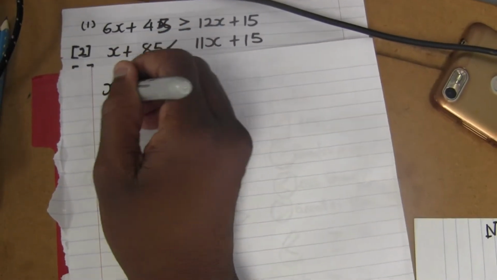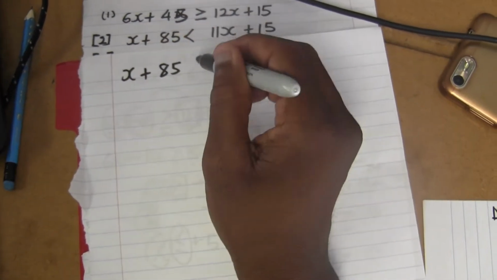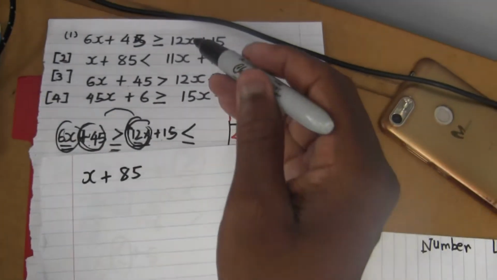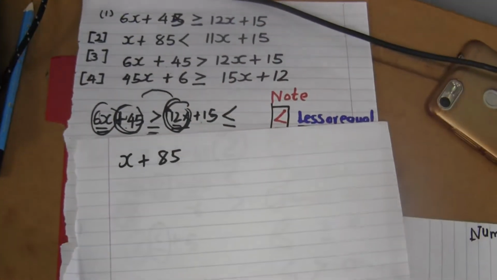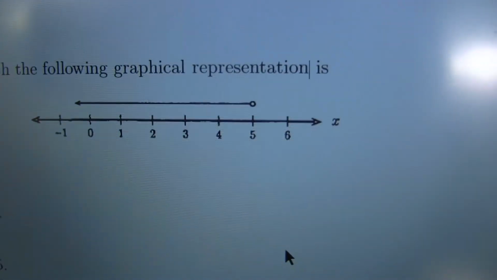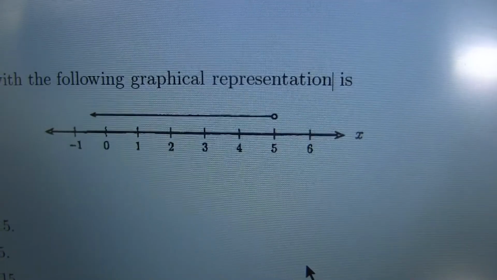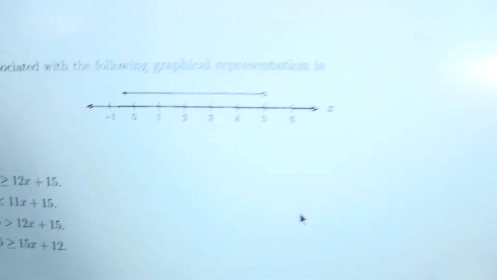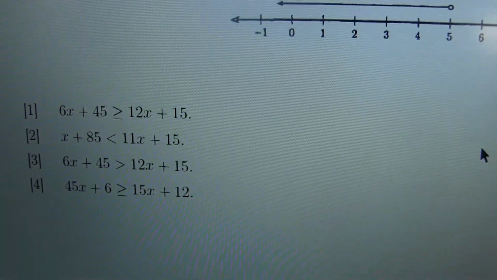So the next one, we do the same procedure. So we have x plus 85. Just by looking, the answer could be this or this, because in the option here, if you look carefully, it's not a solid dot. Can you see? It has a space inside the dot. The circle has a space inside. So it's obvious either the second or third could be it, but let's go and check.